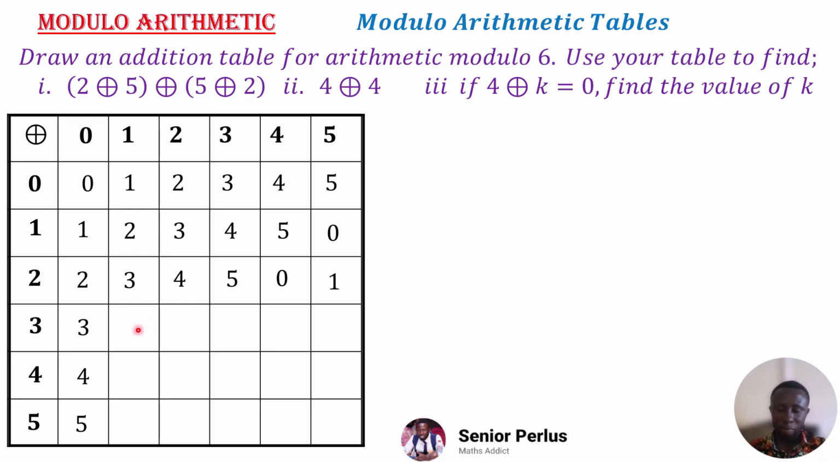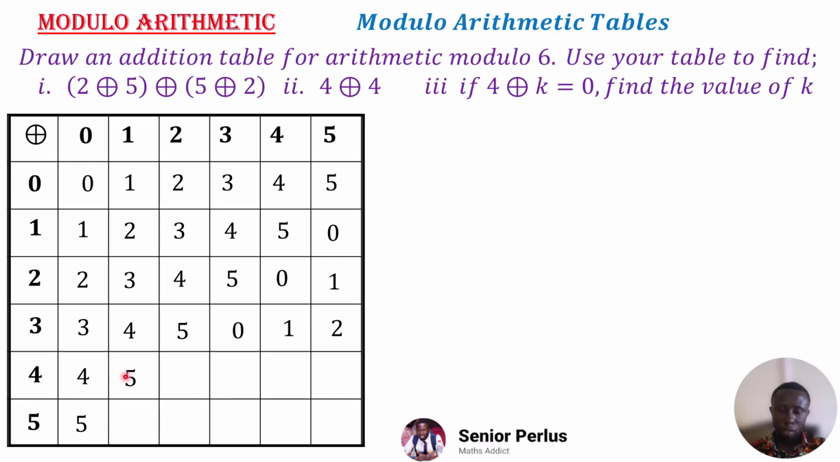Then you move on to 3. 3 plus 1 is 4, 4 mod 6 is 4. 3 plus 2 is 5, 5 mod 6 is 5. 3 plus 3 is 6, that's 0, because 6 mod 6 is 0. 3 plus 4 is 7, 7 mod 6 is 1. 3 plus 5 is 8, 8 mod 6 is 2.